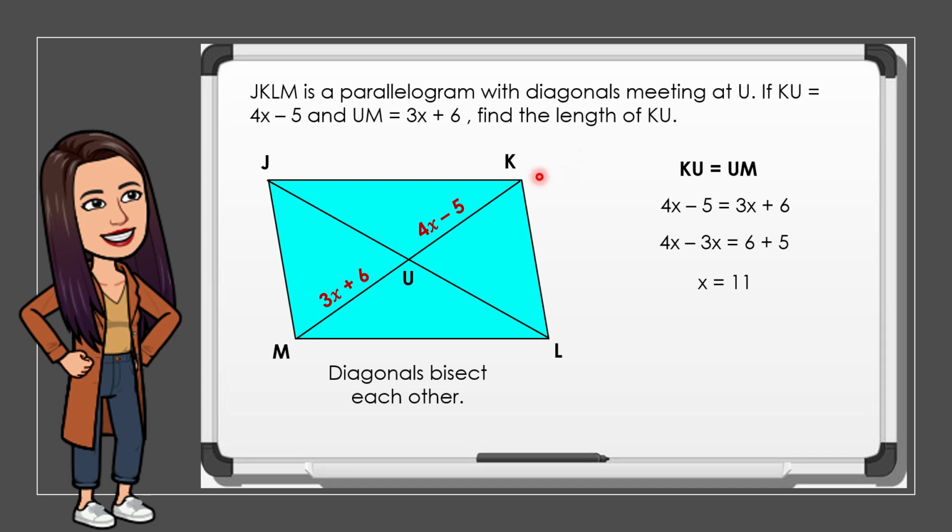Remember that our goal is to find the length of KU. So it means, since KU is equal to 4x minus 5, let us substitute the value of x here. Therefore, we will have 4 times 11 minus 5. And 4 times 11 minus 5 is equal to 39. And that is the length of our KU, 39 units. And that is the answer.